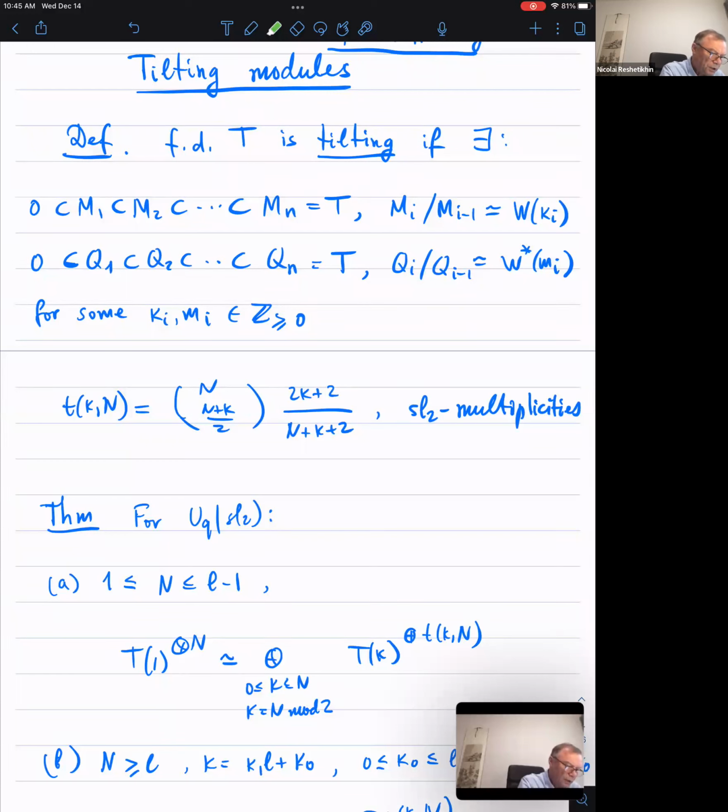And so now the question is, say, let's take the tilting module T1. It's two-dimensional. So there is no room for an action of divided powers, so they act trivially.